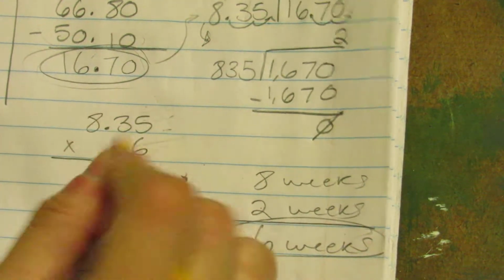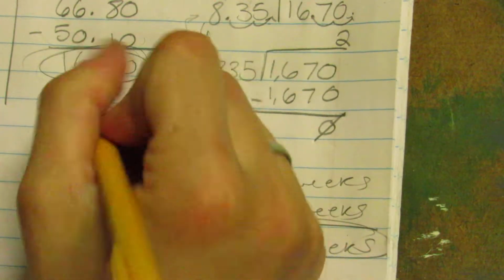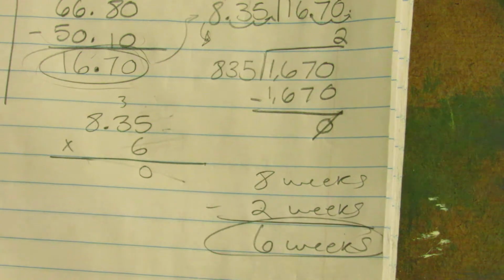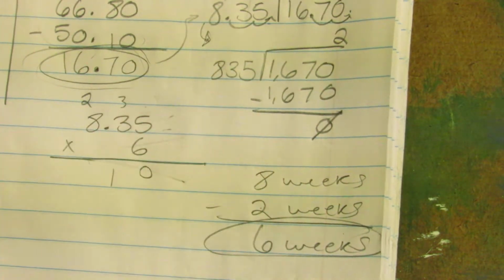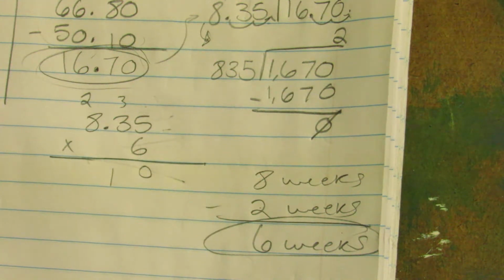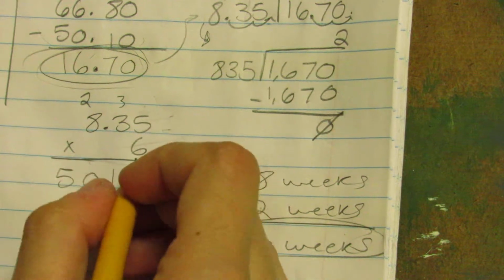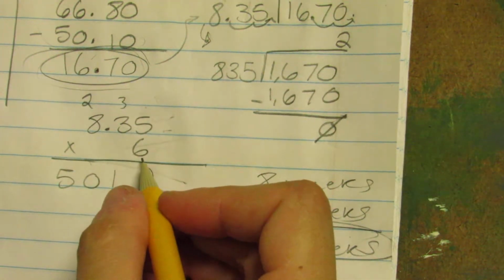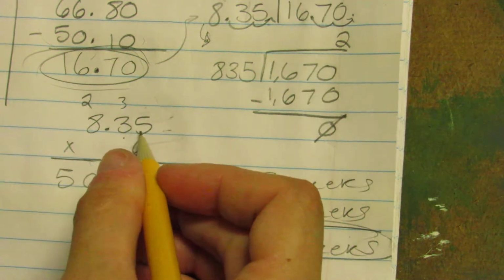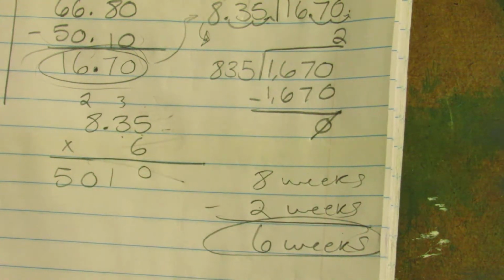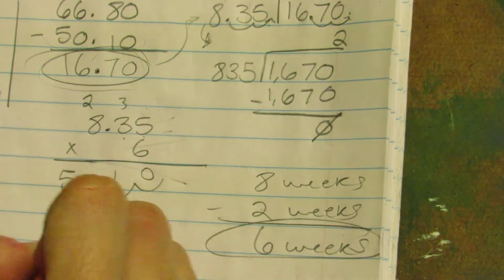So, oops, sorry. I cannot draw straight lines. 5 times 6 gives me 30. 6 times 3 is 18, plus 3 is 21. 8 times 6 is 48, plus 2 is 50. Now, I have one number in decimal. That is actually a whole number, so that doesn't count. This is a decimal, so I have one number after my decimal, 2 numbers after my decimal, right? So that means I'm going to go over 1, 2. That's where I place my decimal.